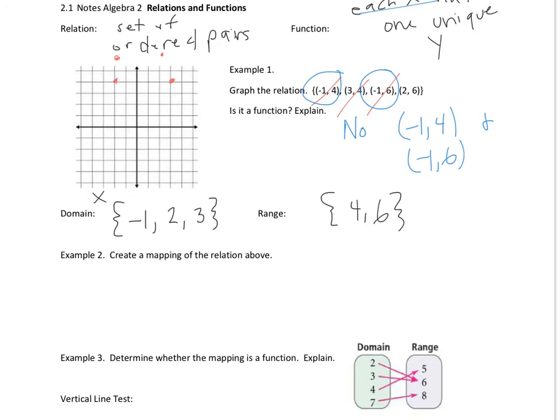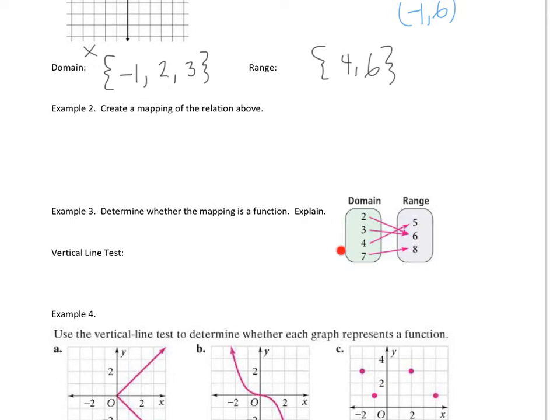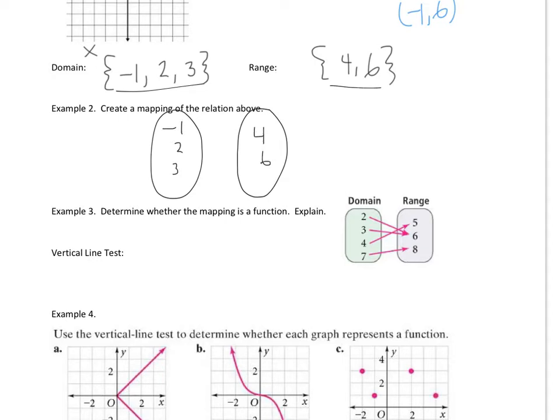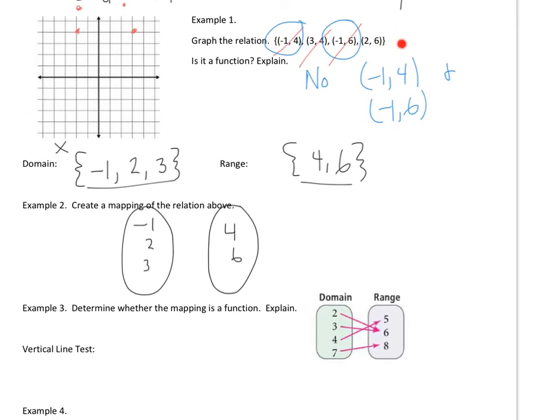To create a mapping of the relationship above, this right here is a mapping. So you have a set, you have a domain, and you have your range. So you list your domain, -1, 2, 3. You list the range, 4, 6. And then you're going to match up based on right here that -1 matches with 4, 3 matches with 4, -1 goes with 6, and 2 goes with 6. And you can see that it's not a function because -1 has 2 lines going out of it.